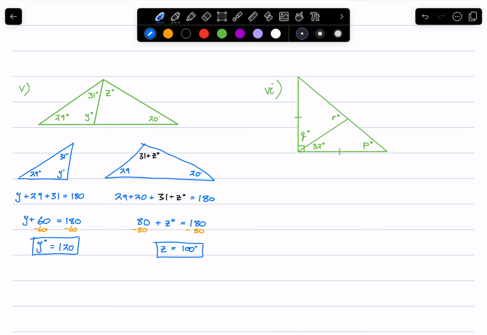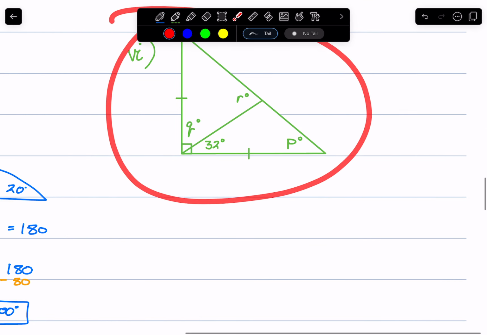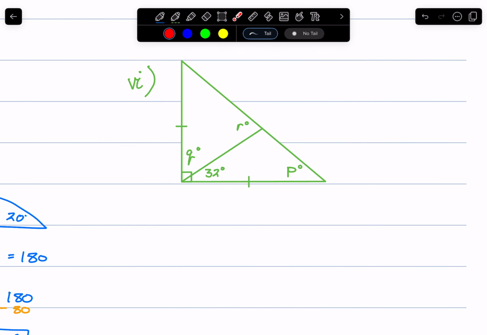Hello class, this is the sixth and final example on the angle sum and the angle properties of triangles. So let's get straight to it. Once again, in this problem here, you'll notice that there are three triangles for us to work on.